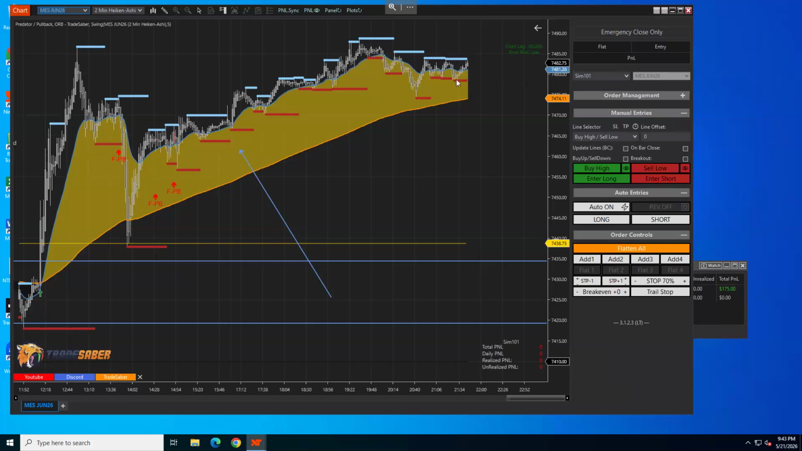So now let me put in another trade so you can see. This one is the mini. So now watch the difference.